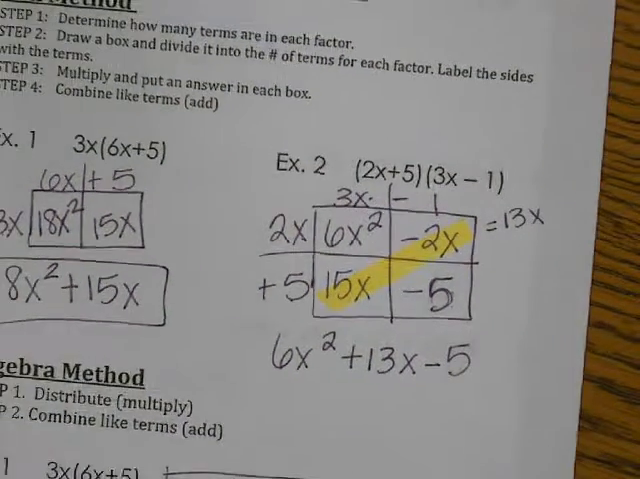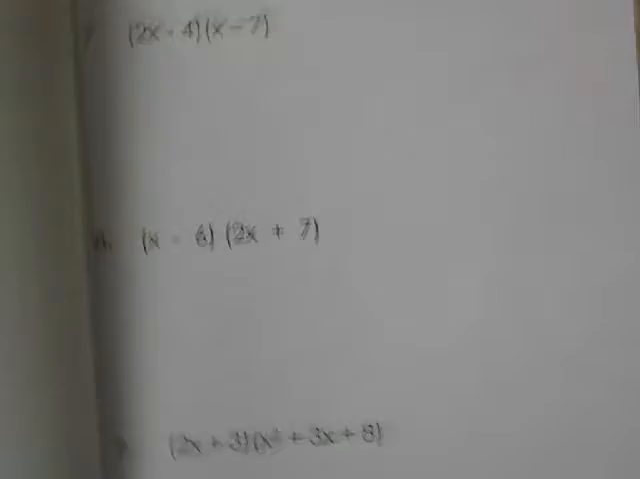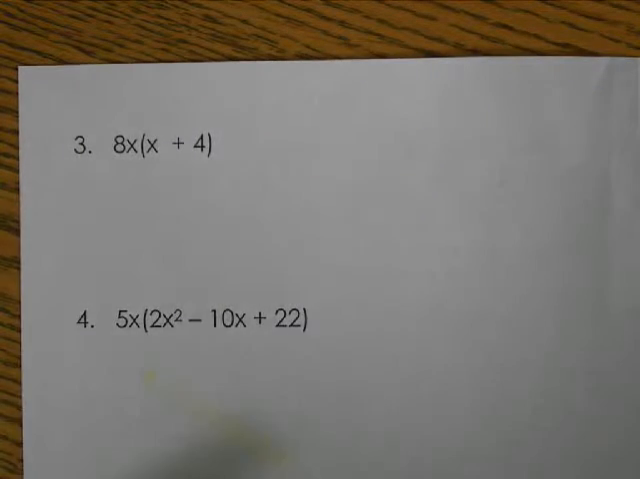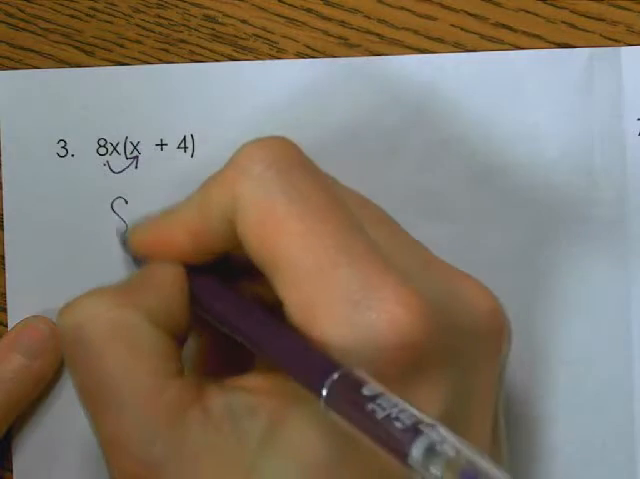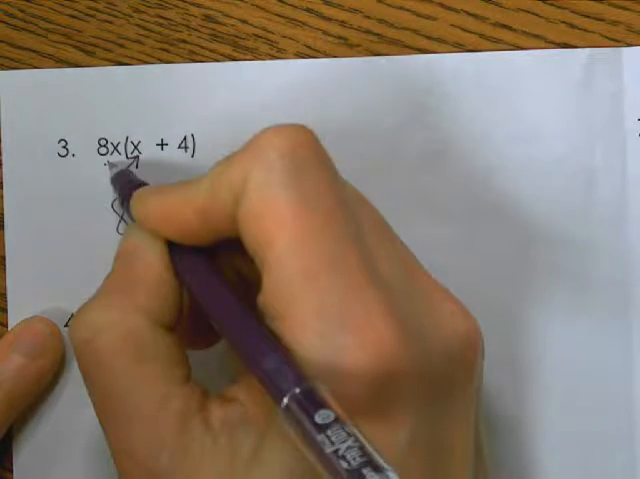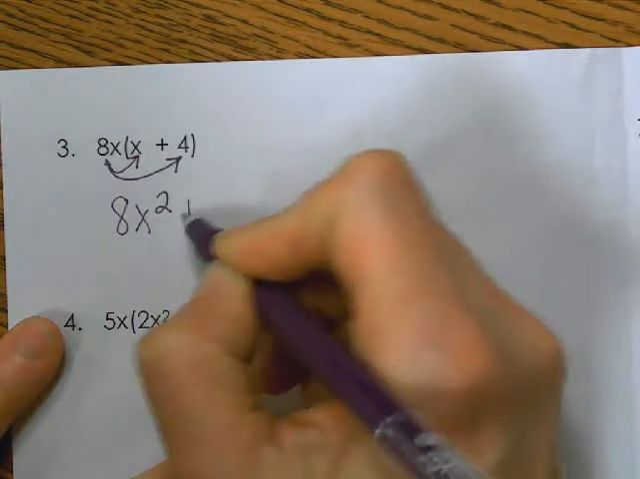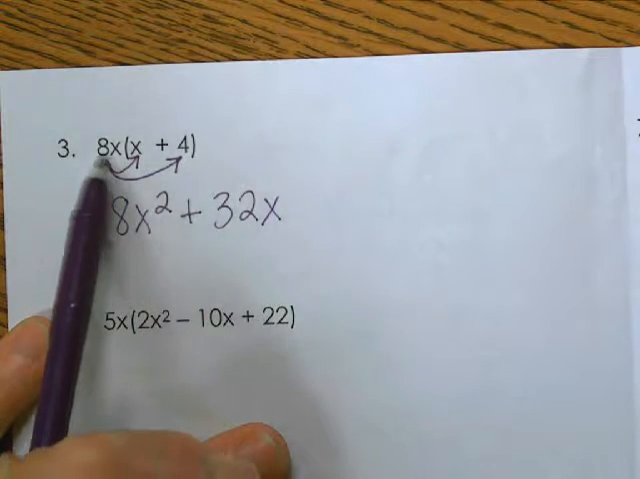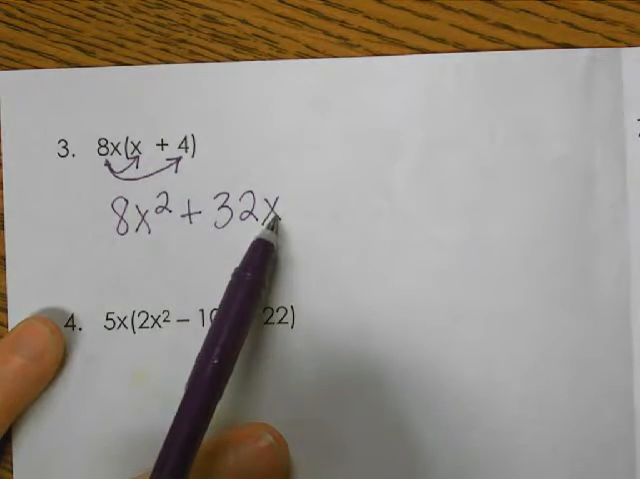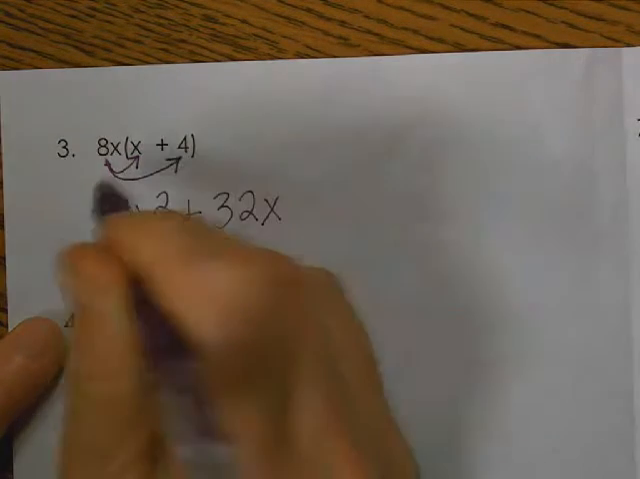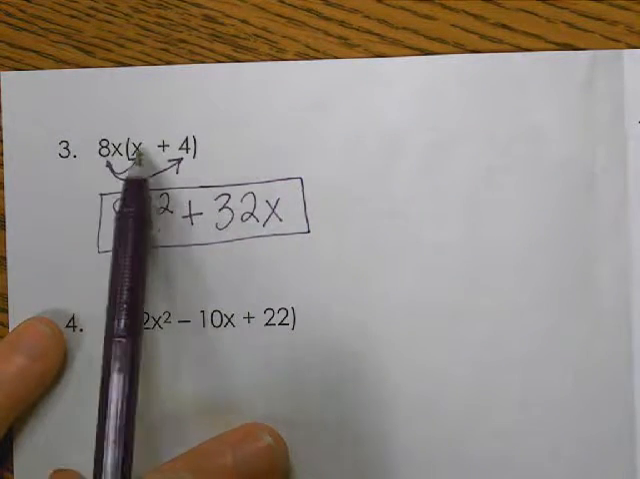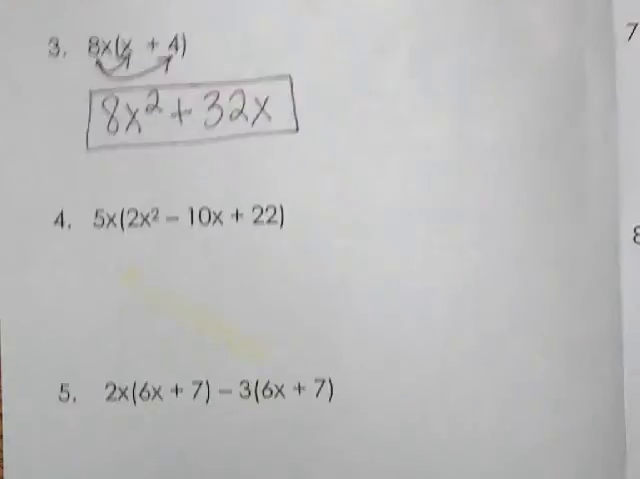Alright, so let's talk about these examples on the inside. You ready? If there's only one term, the easiest way to get your answer is to just distribute that one term. 8x times x is 8x squared. And then 8x times 4 is 8 times 4, which is 32x. Don't forget it's 8x times 4, so we have only one x here. Okay? This is x squared because it's x times x.